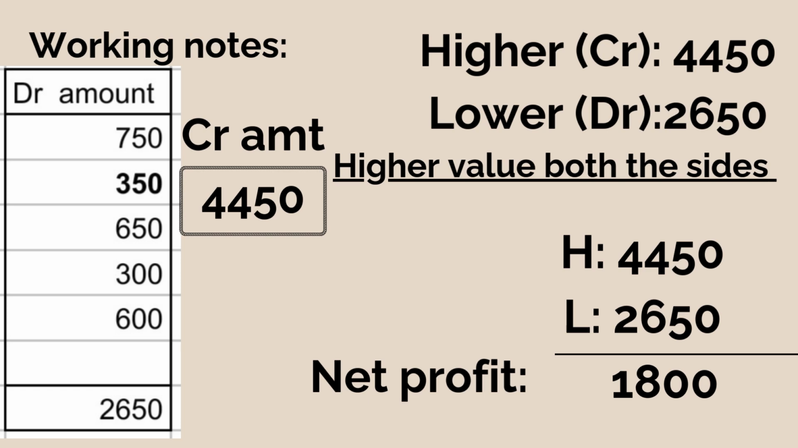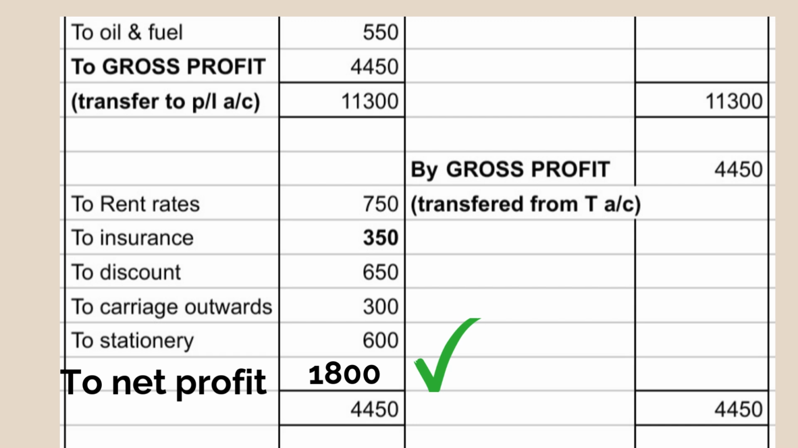4450 rupees. Now compare the higher value and lower value. Higher is 4450 and lower is 2650, which means incomes are more, expenses are less. Therefore you will get profit only. So please write the higher value on both sides. Do the calculation of higher minus lower: 4450 minus 2650. Then you will get the net profit of 1800 rupees. Therefore, now you need to write the higher value on both sides in the two parallel boxes, which is called the balancing figure, and write to net profit on the debit side 1800.